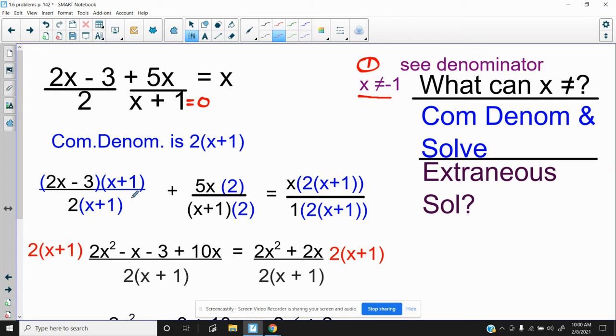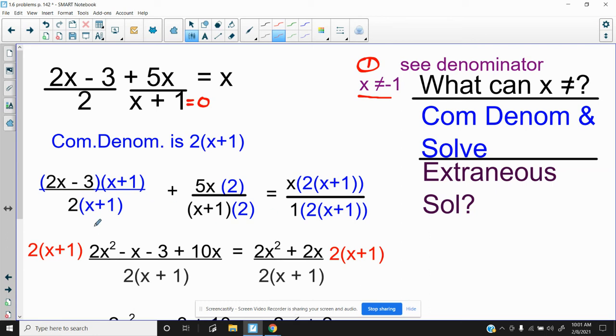Okay, so this fraction, 2x minus 3 over 2, has the 2 part, but it's missing the x plus 1 part. Now remember that x plus 1 over x plus 1 is equal to 1. So I'm not changing the value, I'm just multiplying it by the number 1 in disguise. Same thing here. This fraction has the x plus 1 piece of the common denominator, but not the 2. And over here, x, remember originally it was just x, so x over 1, it doesn't have any part of the common denominator.